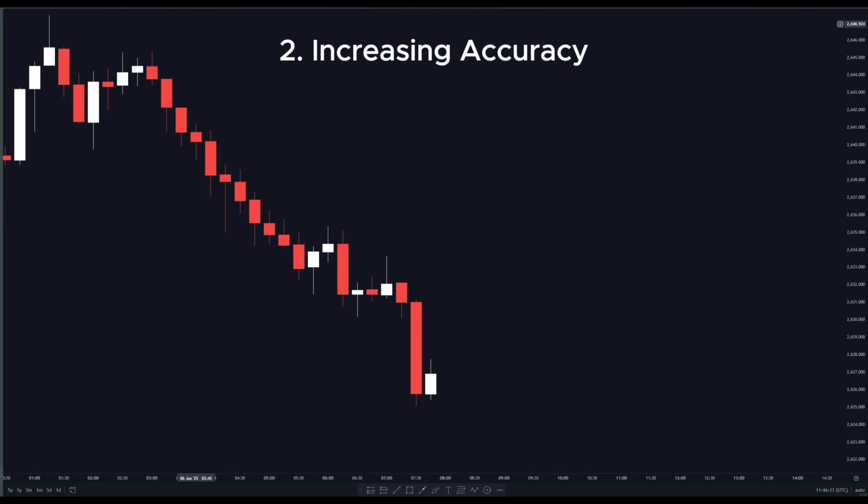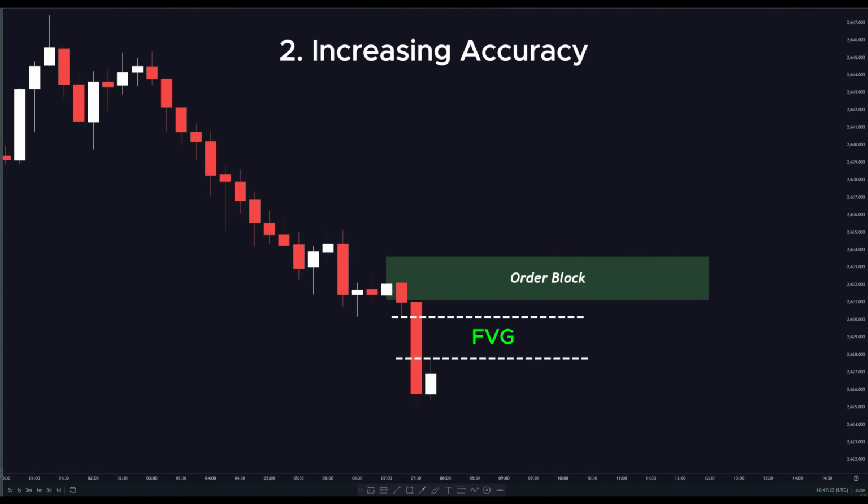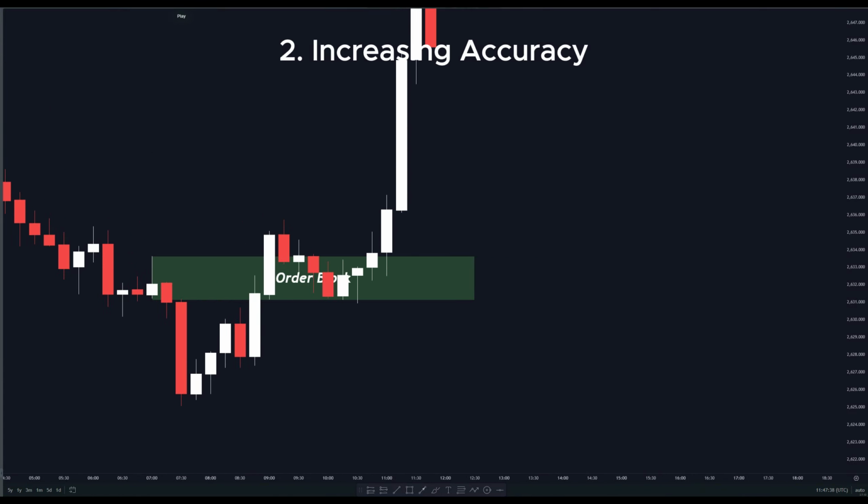Look at this 15-minute gold chart. We can clearly see that the market is in a downtrend. And we have this fair value gap and this valid order block here. And we are expecting that the price will tap into this order block and give us an opportunity to go short. However, the market suddenly changes direction to the upside and ignores this order block.